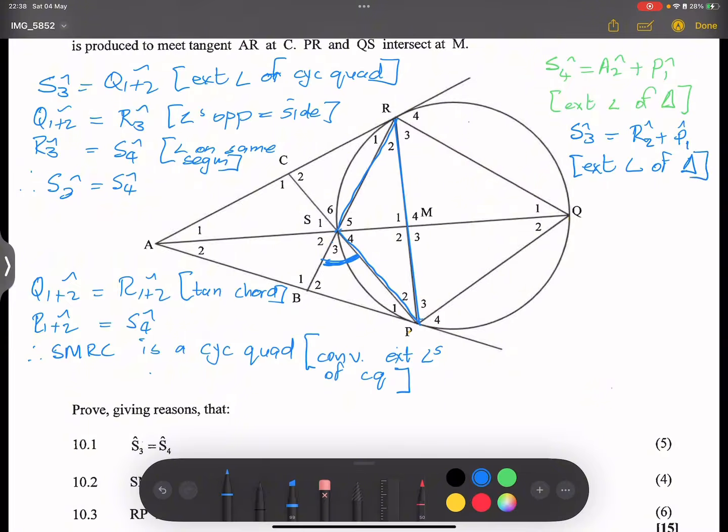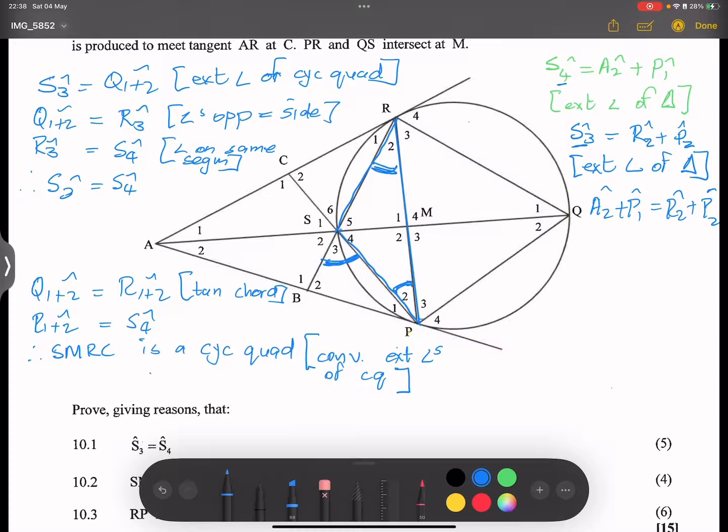Now, we've proven S3 equal to S4, so then what that means is that A2 plus P1 must be equal to R2 plus, okay, so let's see. So S3, we said that's R2 plus P2. Yeah, I made a mistake there. That is plus P2. I see P1 was appearing twice there. So that's R2 plus P2. Okay, so please note, it's this angle P2 as well as R2 there.